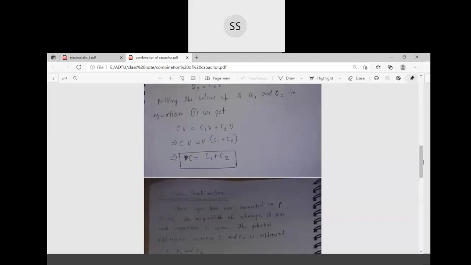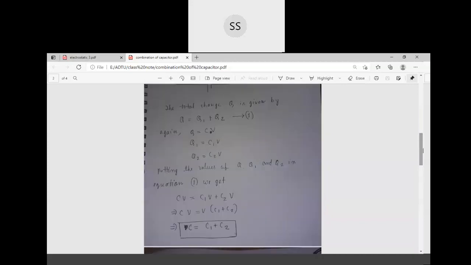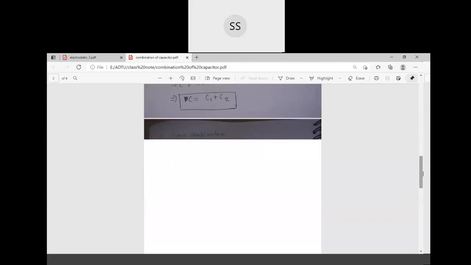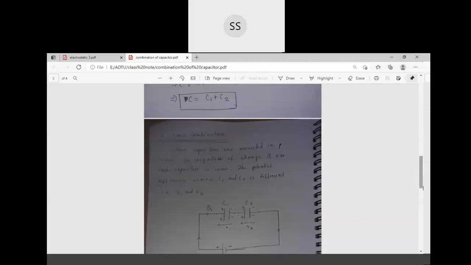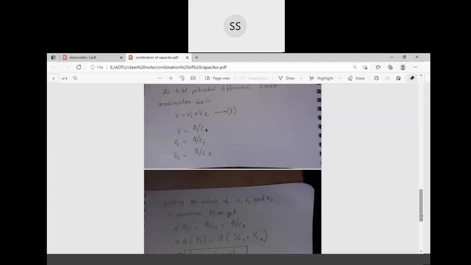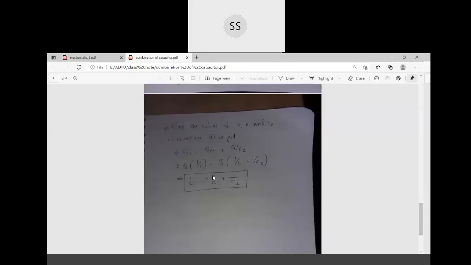Okay, so in case of parallel combination, it is very easy. We just have to add the capacitance of individual capacitors. But in case of series combination, we have to first find out the reciprocal of the first capacitance, then the reciprocal of the second capacitance, then add them. After adding them, we have to find out the reciprocal of that value also. Then only we can find out the value of C.